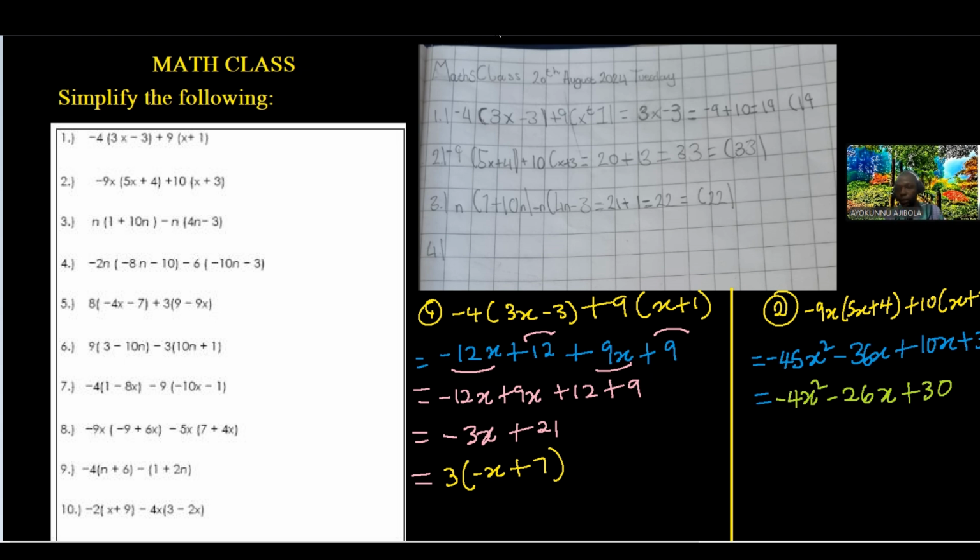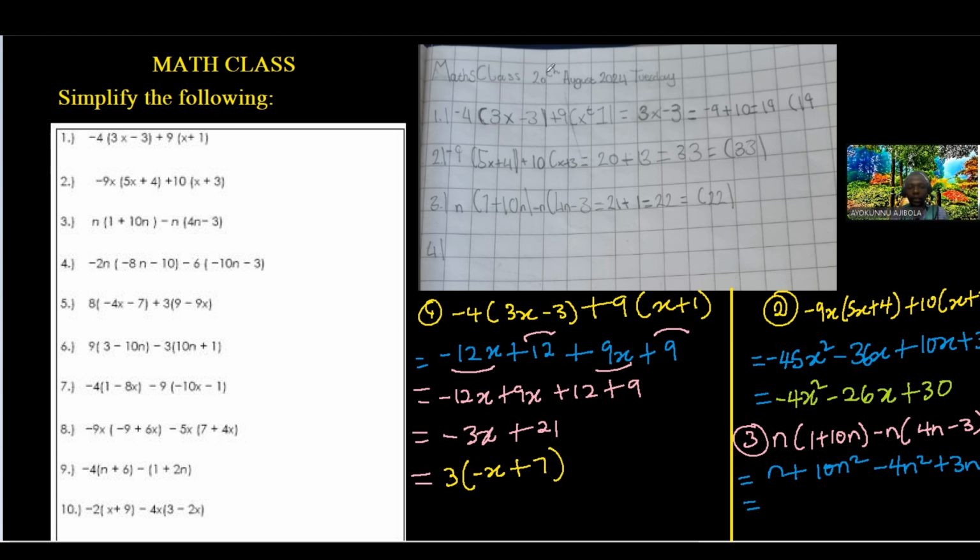Okay, let's look at number 3. Number 3 says n into 1 plus 10n, then minus n into 4n minus 3. We just have to get rid of the bracket first. n times 1 is n. Then n times 10n is 10n squared. Then negative n times 4n is minus 4n squared. And negative n times negative 3 is going to give me positive 3n, because negative times negative is positive. Please remember that.